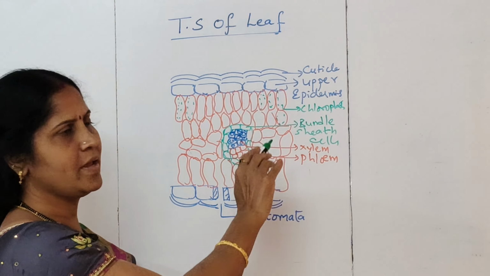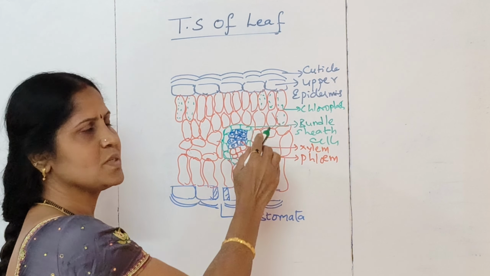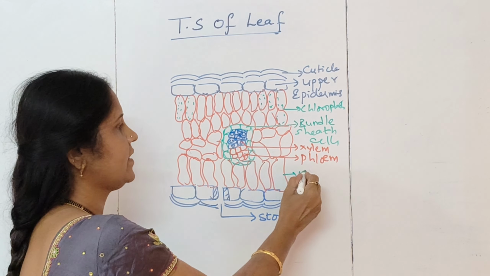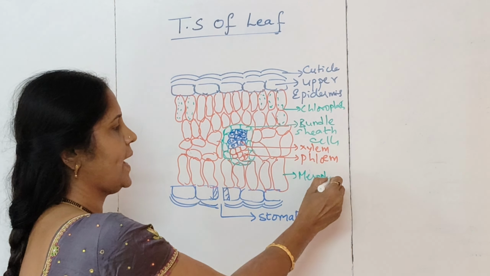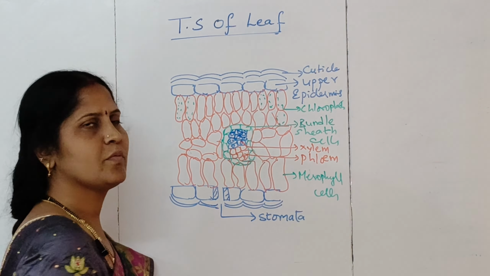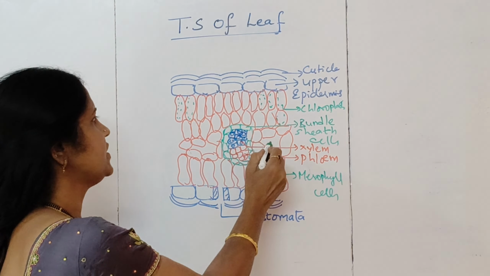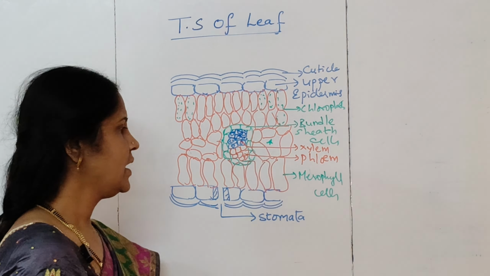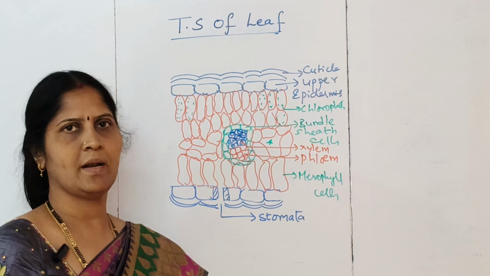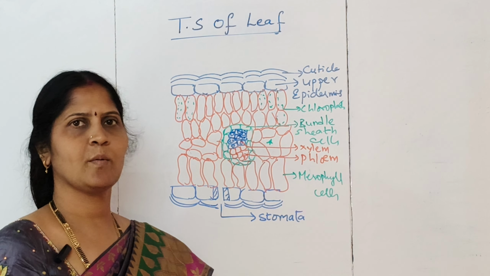So we have the cuticle, we have the upper epidermis, we have the chloroplast, we have the mesophyll cells. These are the mesophyll cells. So the mesophyll or the palisade cells we have. So we have the spongy parenchyma region. So this region is the spongy parenchyma region. And then we have the lower epidermis and stomata. So like this you can easily draw the diagram of TS of leaf.